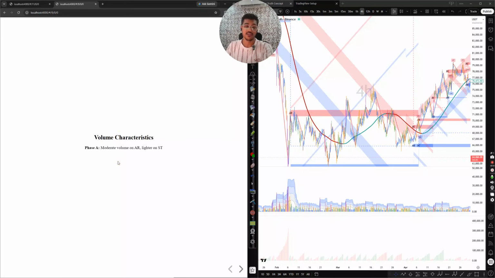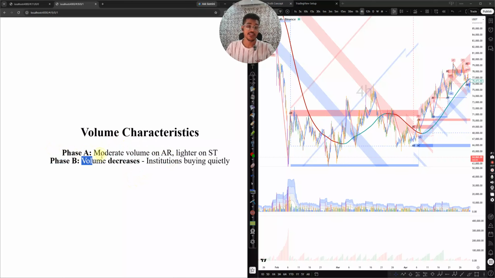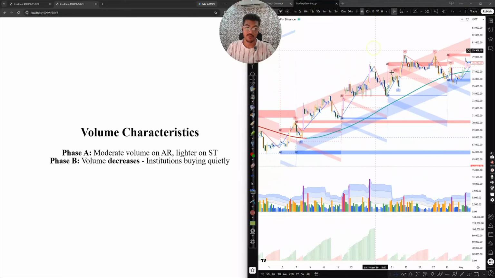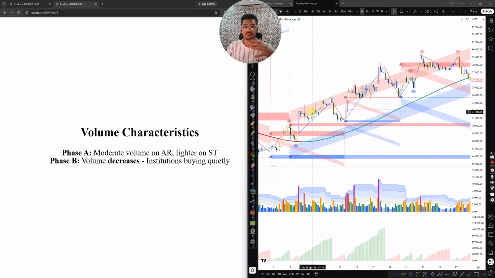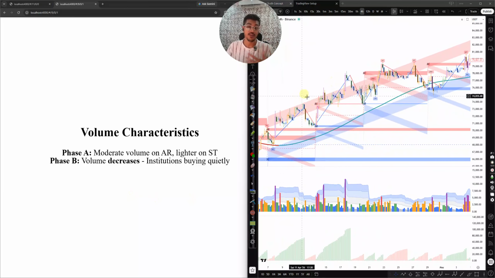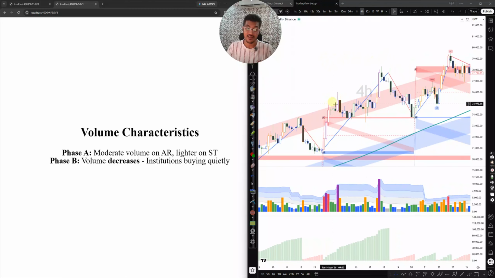Now, what are the volume characteristics that you might see? Phase A has moderate volume on the automatic rally and reaction, meaning it's more or less medium volume. It's not more, it's not less. It's lighter on secondary tests. And in phase B, volume decreases, institutions buying quietly. I can't show you exactly where phase B is, but you can see it there. You see institutions buying quietly, sideways movement, and then on backing up action, boom, the market goes up, right? So all those phases you can see in one wave.